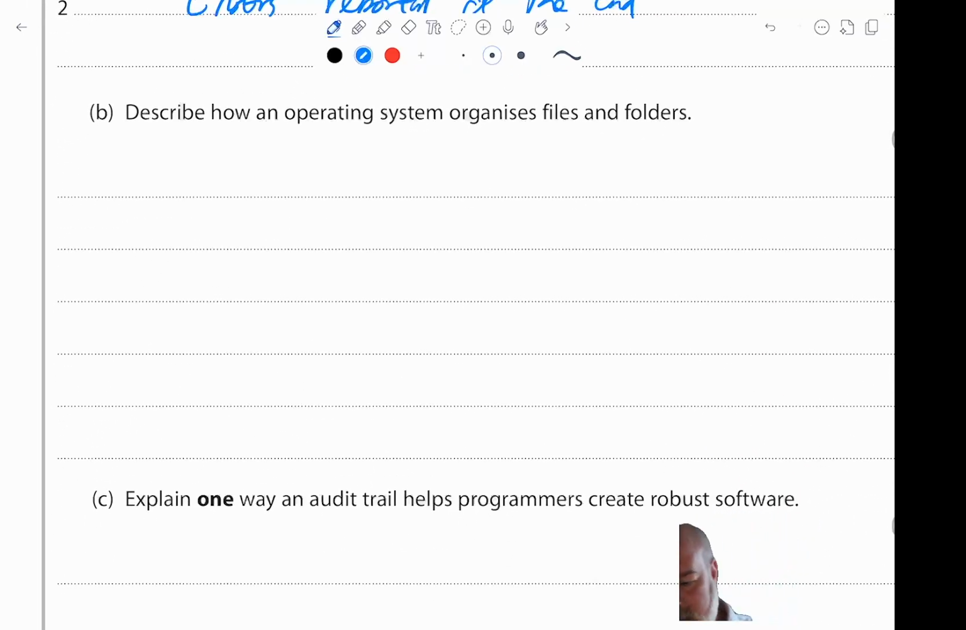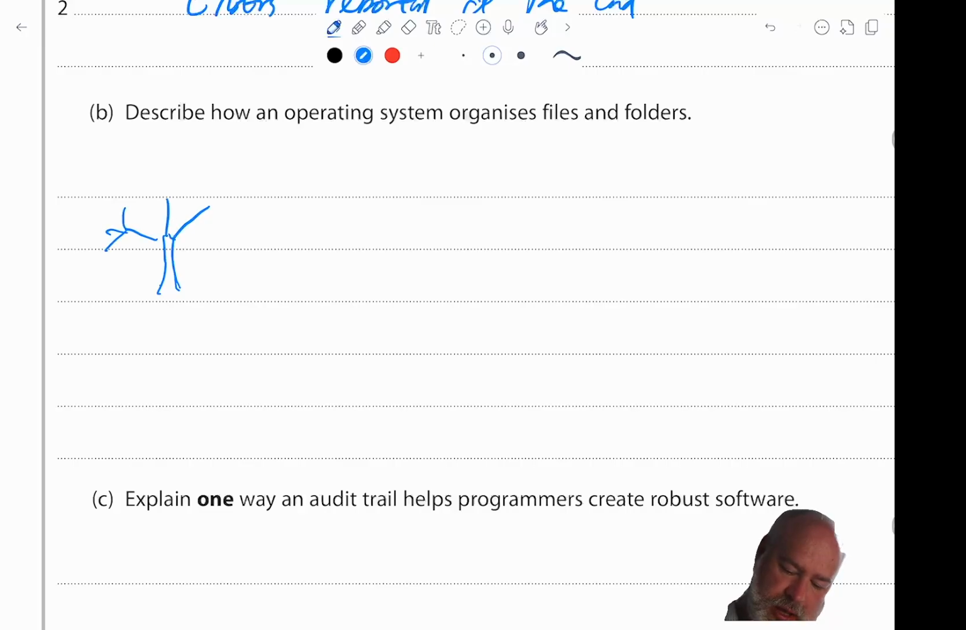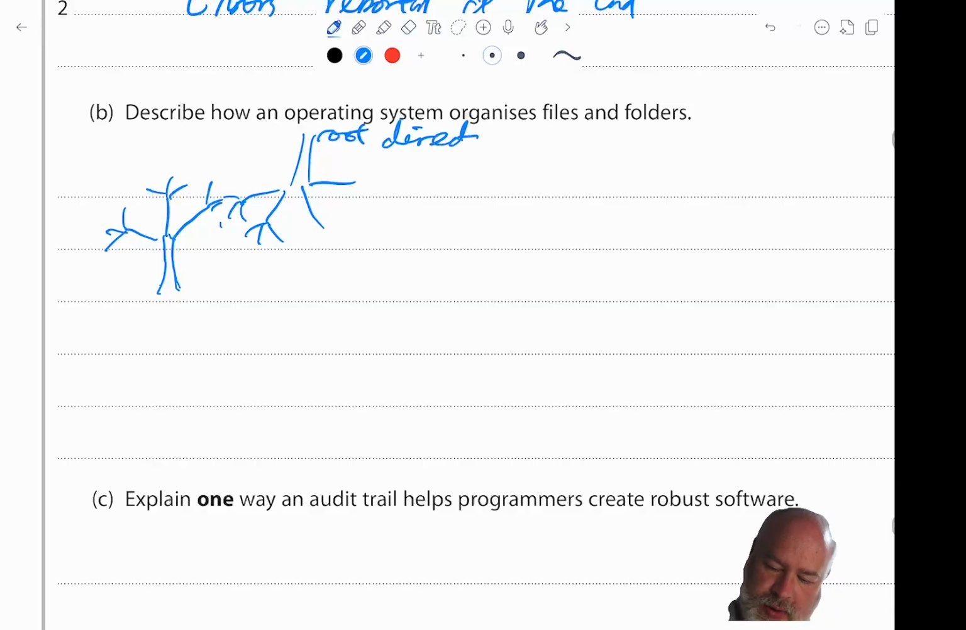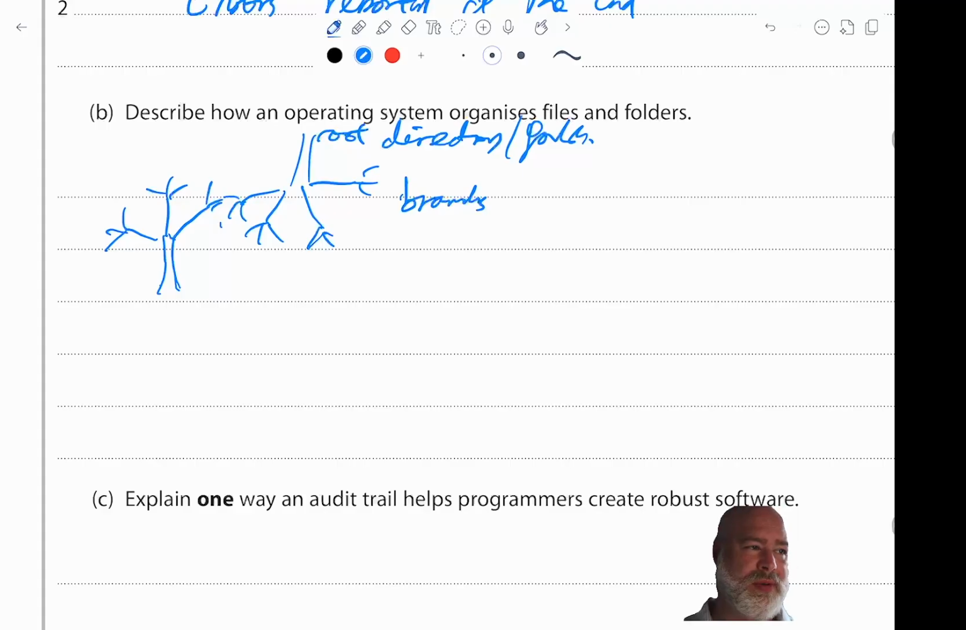Describe how an operating system organizes files and folders. Well, the way to remember this is like you've got a root of a tree, and then you've got the branches, and then you've got all these off. And remember this upside down. So if you thought, okay, what does it look like upside down? You have a root directory, sometimes known as a folder, and then you have these branches. That's the best way to remember it.